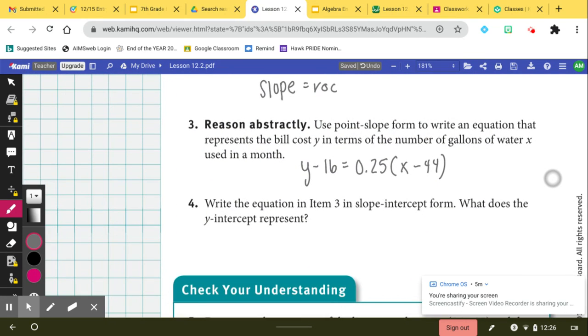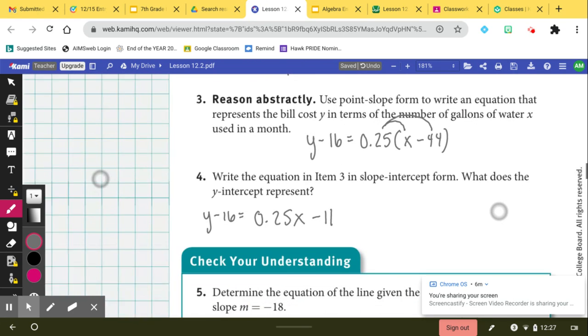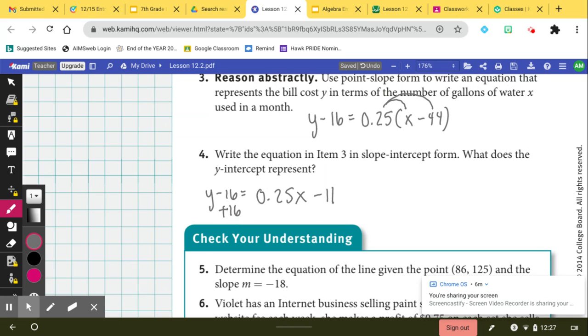So then it says write the equation in item 3 in slope-intercept form. What does the y-intercept represent? So doing my conversion, I want to distribute first. So y minus 16 is equal to 0.25 times x and 0.25 times negative 44, which is negative 11. Then we're going to need to do one more step of adding 16 to get y on its own. So we get y is equal to 0.25x, which again is my slope, plus 5.